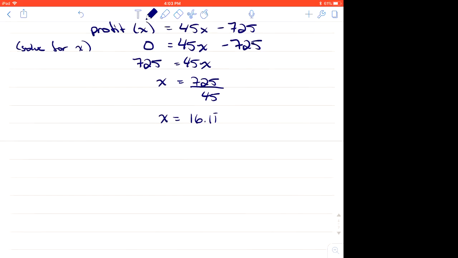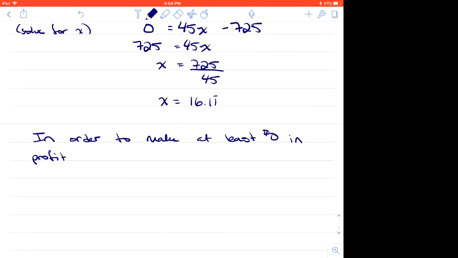So I'll just make a little note here. In order to make at least $0 in profit, not really what the question was asking, but it's nice to show off your knowledge, we need to sell at least 17 units. Cool.